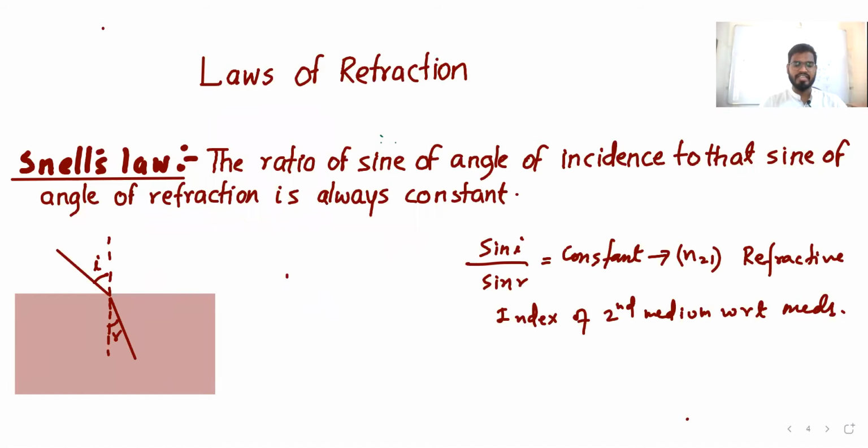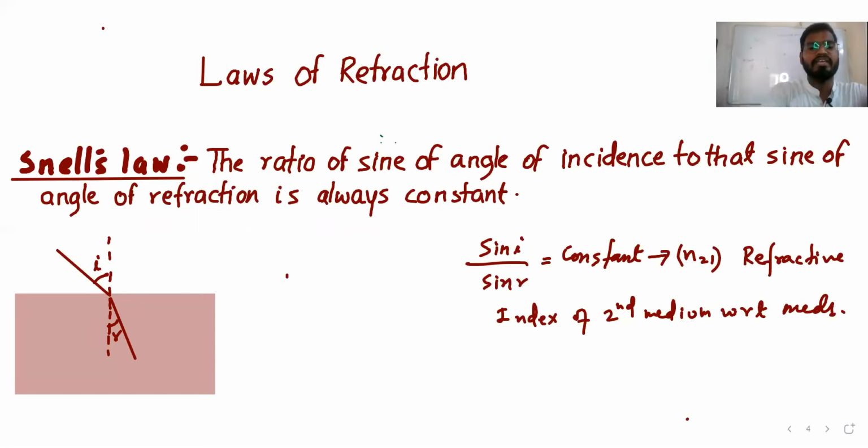Now, laws of refraction. Refraction, if you see, is Snell's law, right? What is that? The sine of the angle of incidence to the sine of the angle of refraction is always constant. What is the meaning of that? Sine I by sine R. Sine I means this angle we are making, no? That angle by the lower angle, the refracted angle, is equal to a constant.